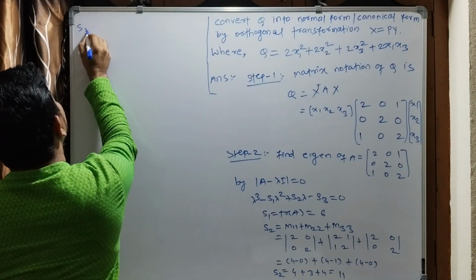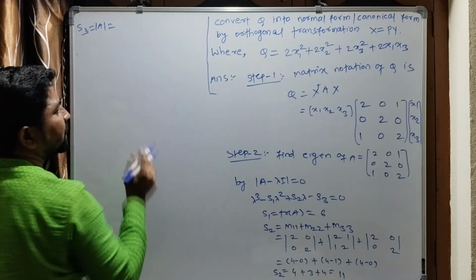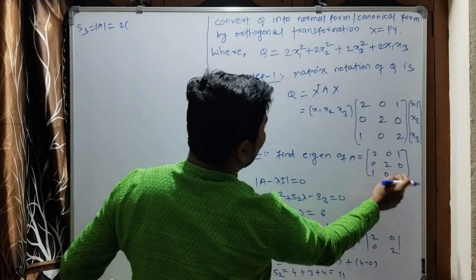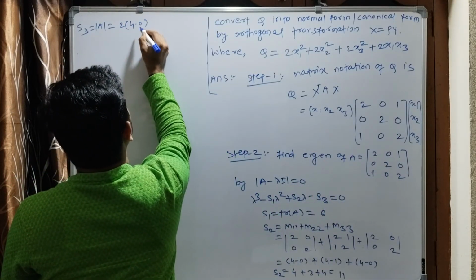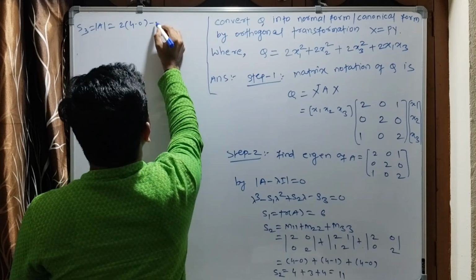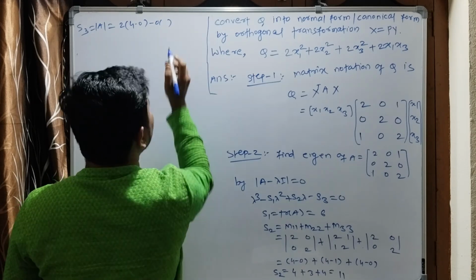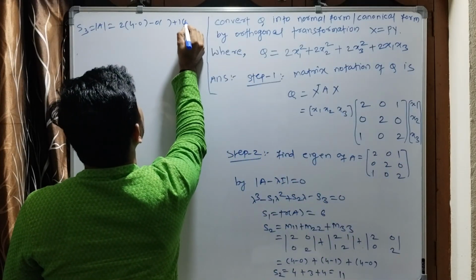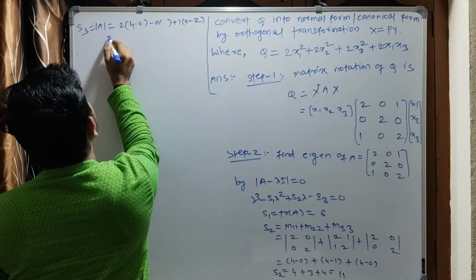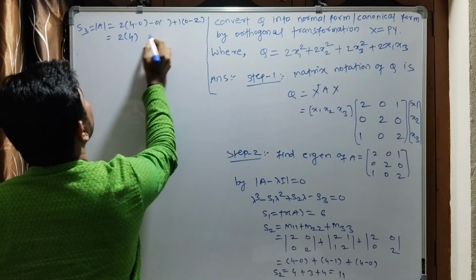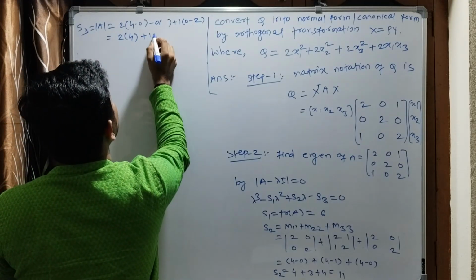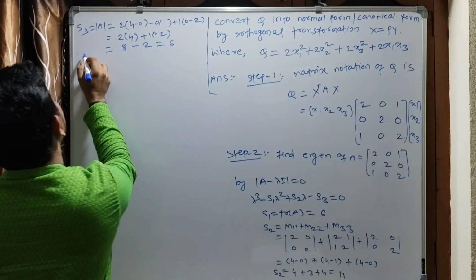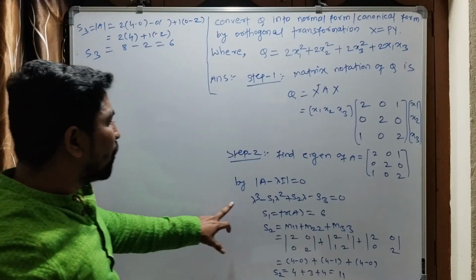Now find S3, which is the determinant of the given matrix A. The determinant of this matrix is 2 times (4 minus 0), minus 0 times anything, which is 0, so I am not writing it, plus 1 times (0 minus 2). 0 minus 2 is minus 2, so this is 2 times 4 plus 1 times minus 2, which equals 8 minus 2, which equals 6. This is my determinant.